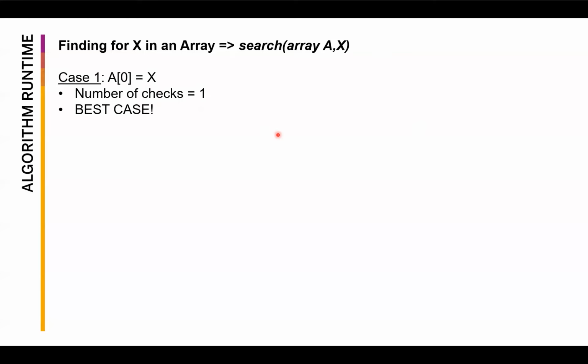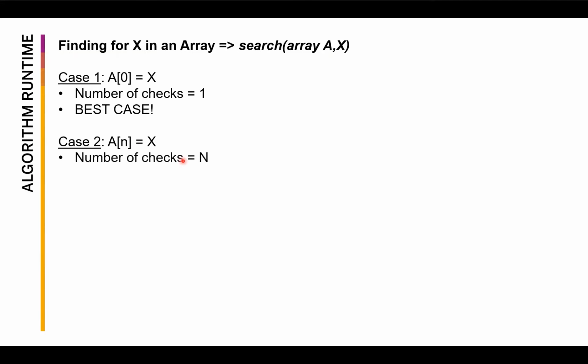Now, in case X is located at the end of the array, and we did not define the length here, so we can assume any length n at this point. So how many checks are we expecting? Ilang check operations yung expect natin in this case? If X is located at the end of the array, that means our algorithm has to do how many checks? N number of checks, right?